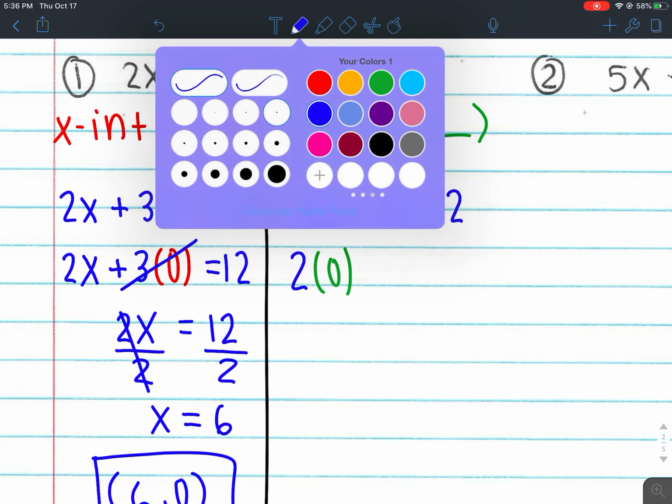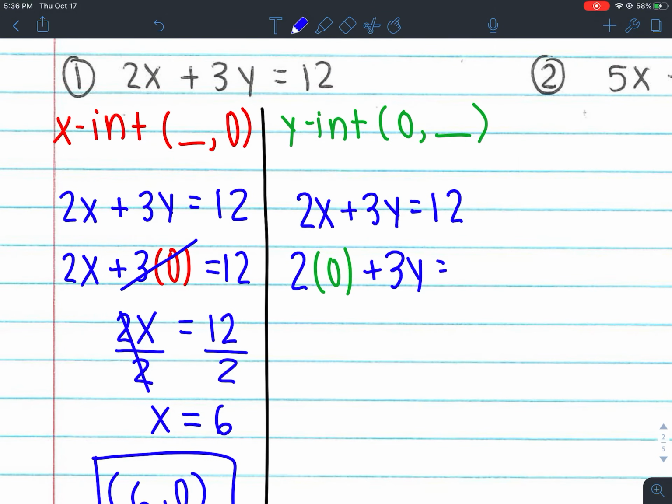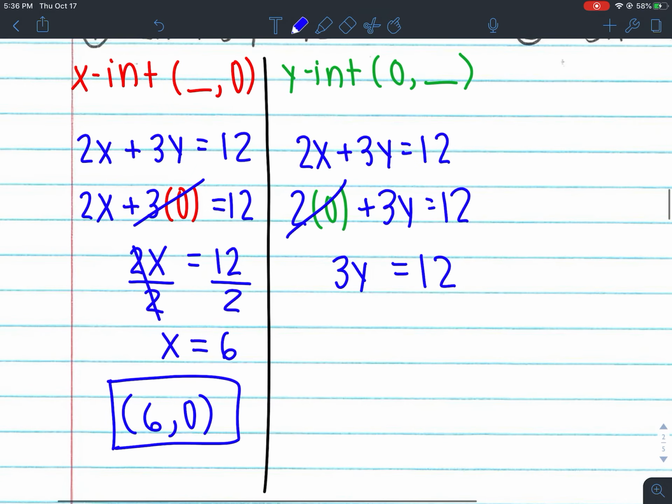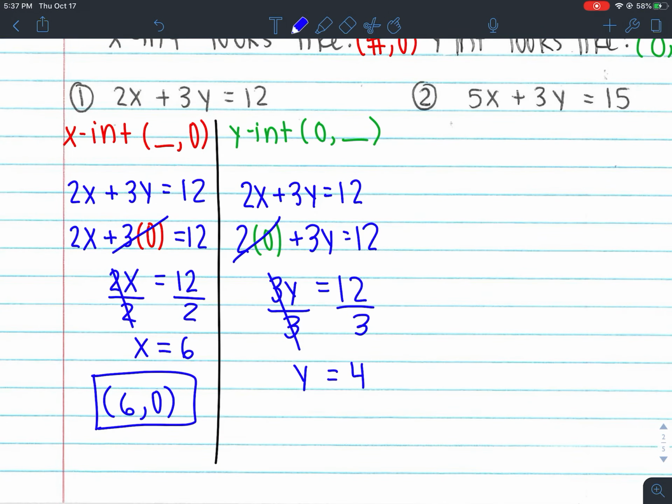So I have 2 times x, which I always put in parentheses, plus 3y equals 12. 2 times 0 is 0, so that cancels. It just becomes 0. 3y equals 12. And then you divide both sides by 3, and y equals 4. Is that my answer? No, because that's not how I write a y-intercept. A y-intercept is 0, number. And I've solved for that y value, so my y-intercept is 0, 4.